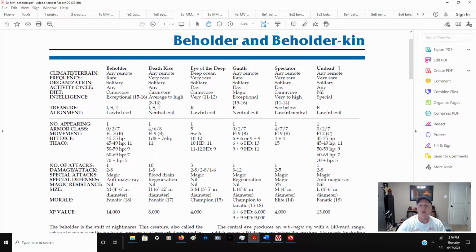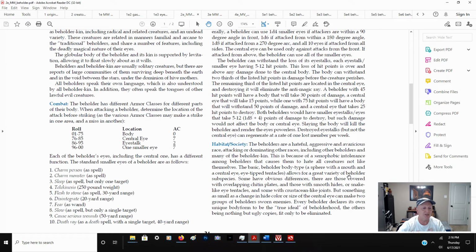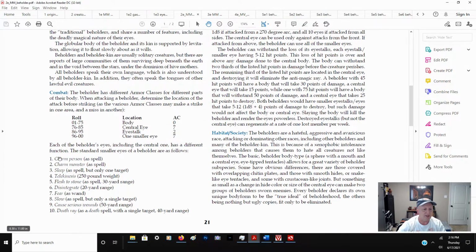And then they already started looking at undead. So it was very much the same as the original beholder, but of course had the undead characteristics. So there's all the individual sections. They talk about combat. And again, you can see some of the spells from the eyes are a little bit different right here from what you see with 5th edition.